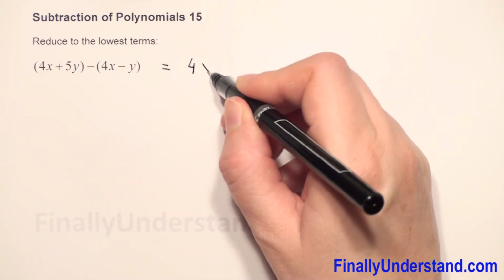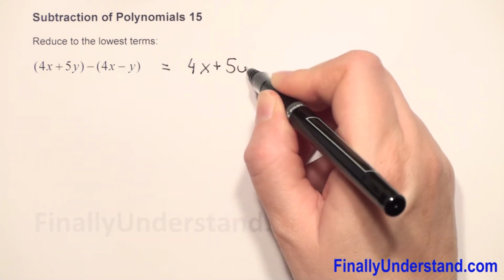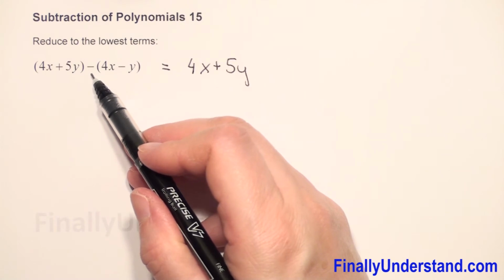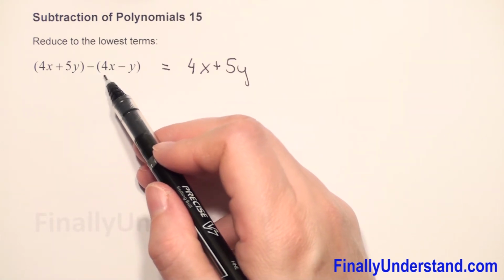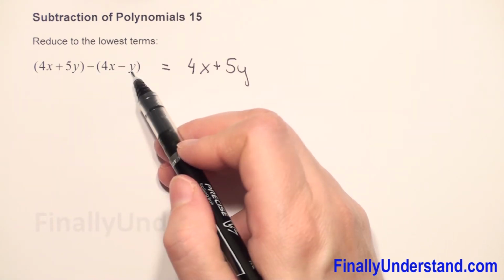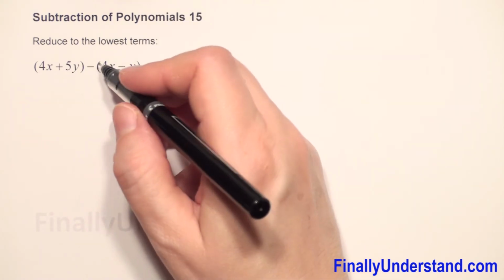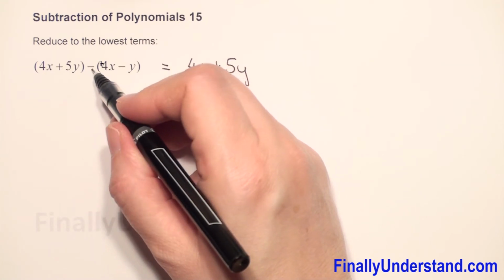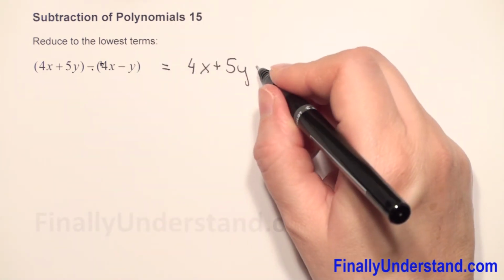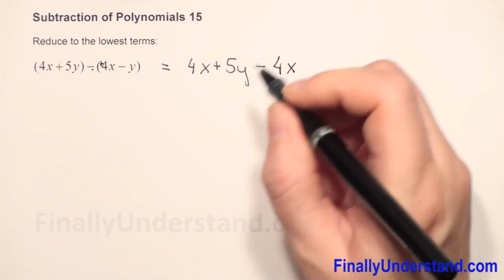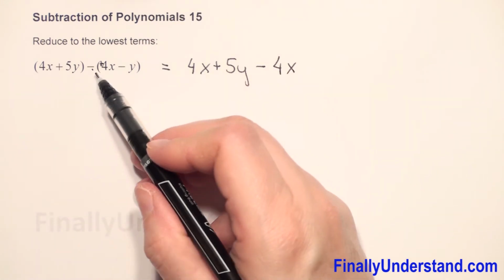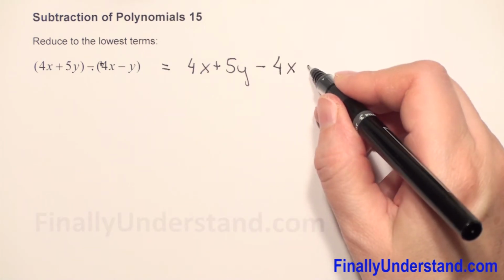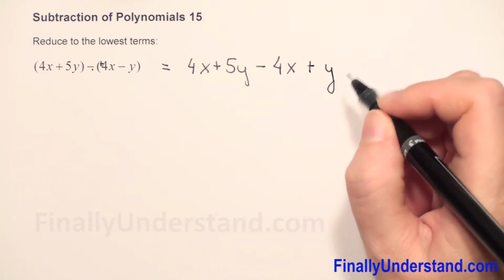So we have 4x plus 5y. Next, we have a negative sign. When we have a negative sign before parentheses, it means we have to change the sign of every expression in the parentheses. When we don't have a sign, it's always positive. So we have positive 4x, which becomes negative, and 4x we rewrite, and we have negative and negative. Negative times negative gives me positive, and y we copy.